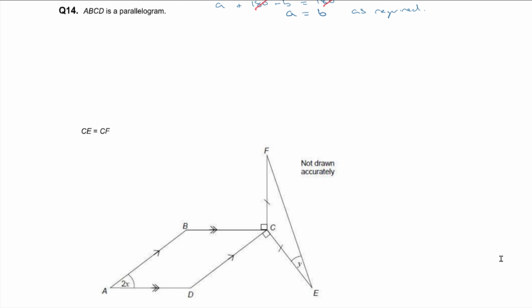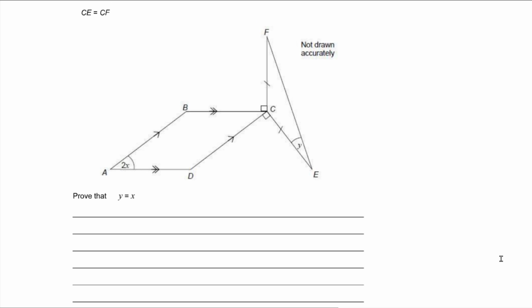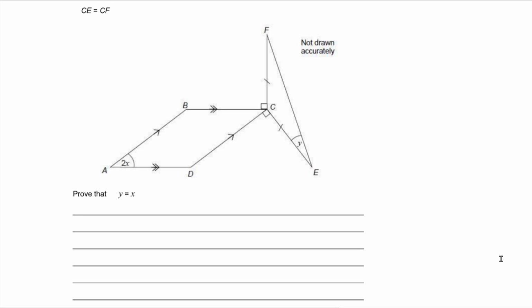Question 14, ABCD is a parallelogram. Don't know why it's all the way up there. And we're told that CE is equal to CF.